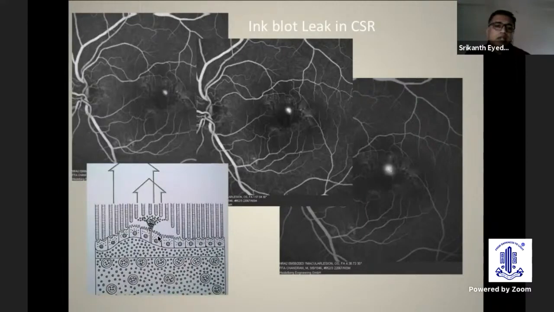Here, the site of leak is the defect in the RPE, where the choroidal and the retinal circulation dye is leaking through the gaps in the RPE and accumulating in the subretinal space.